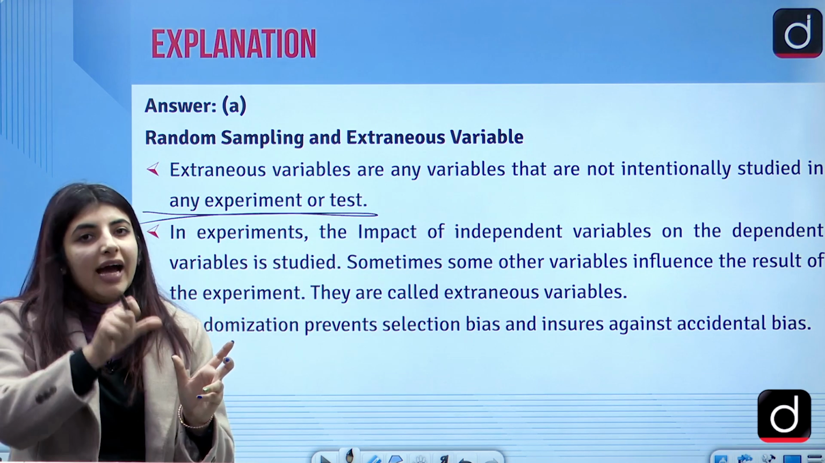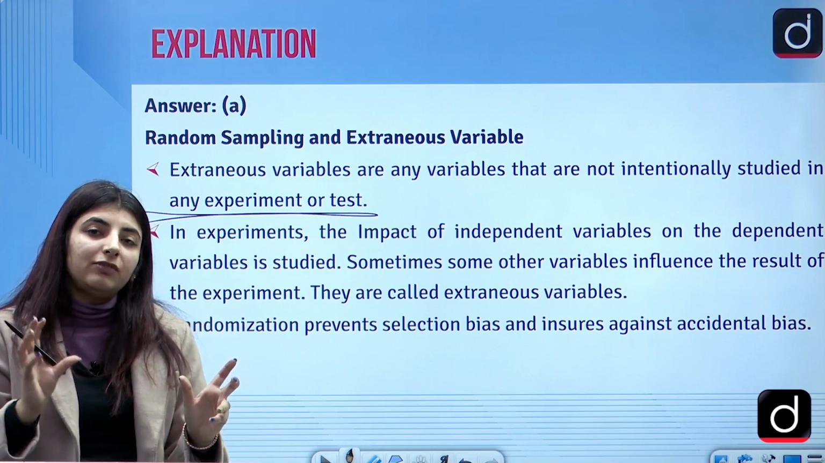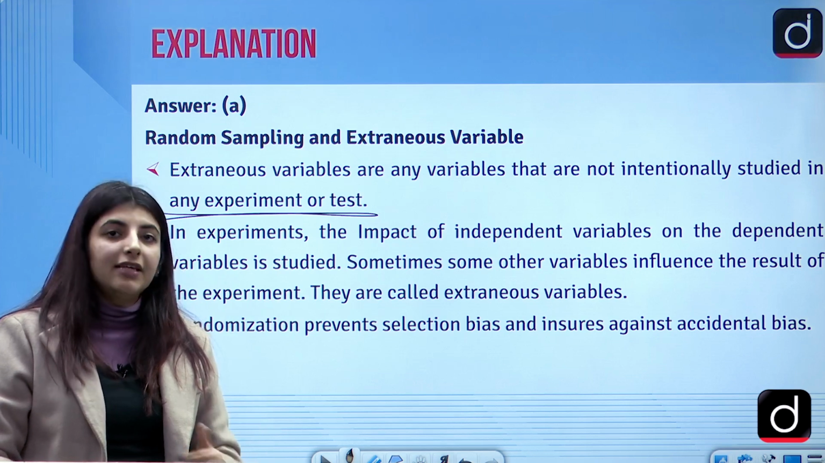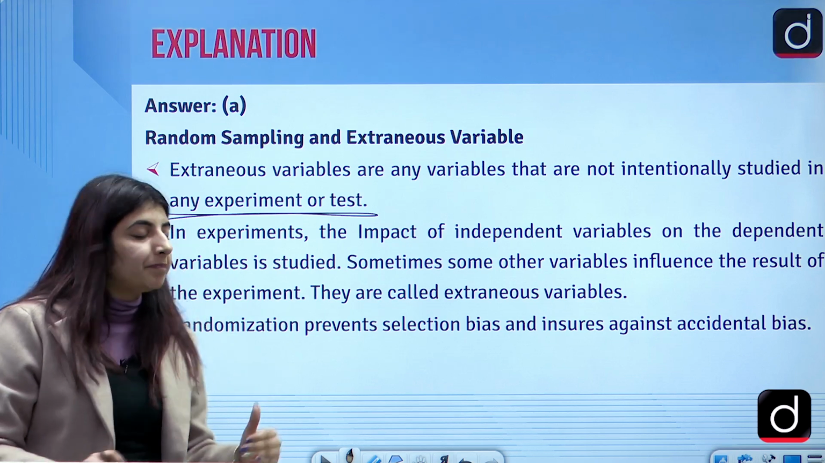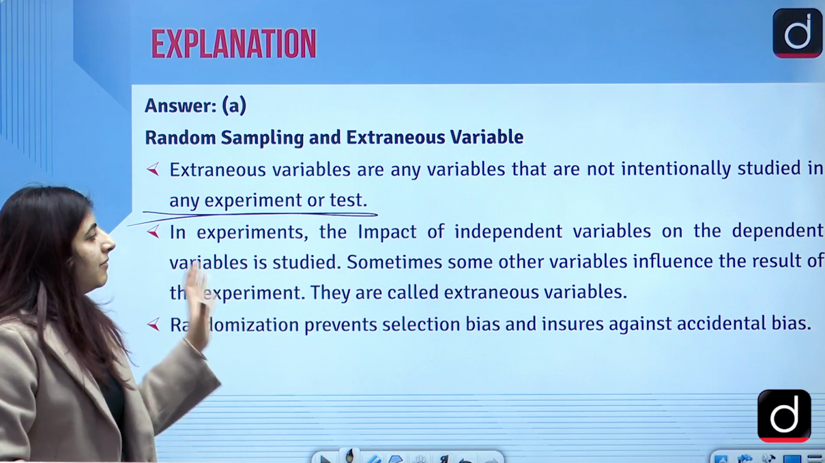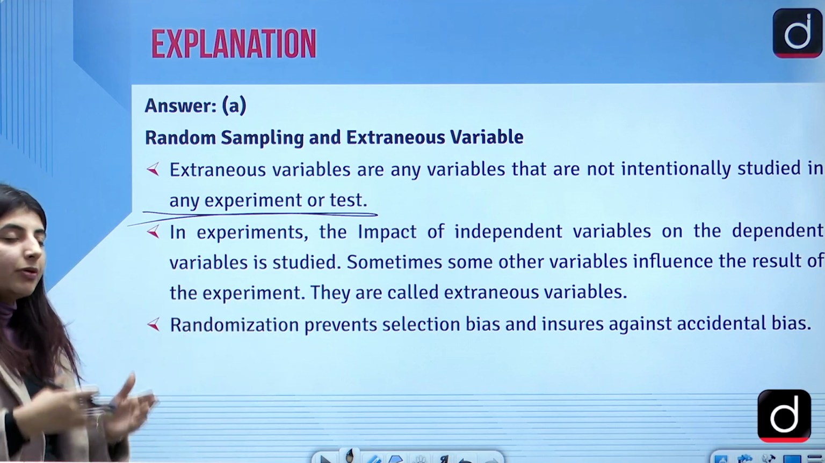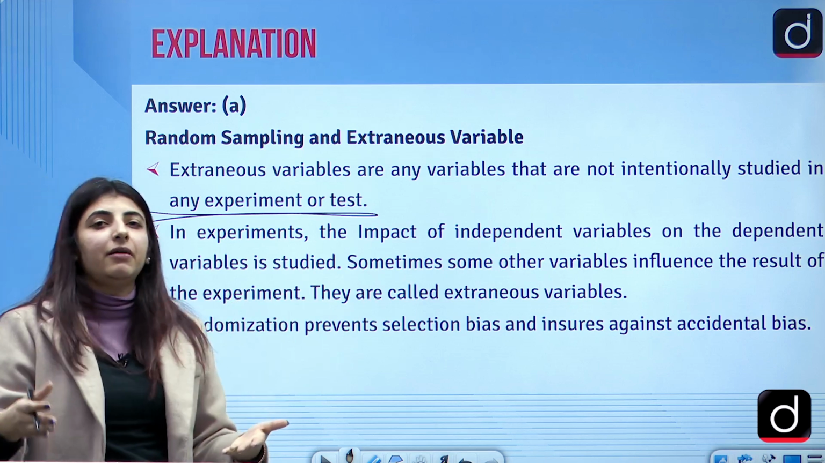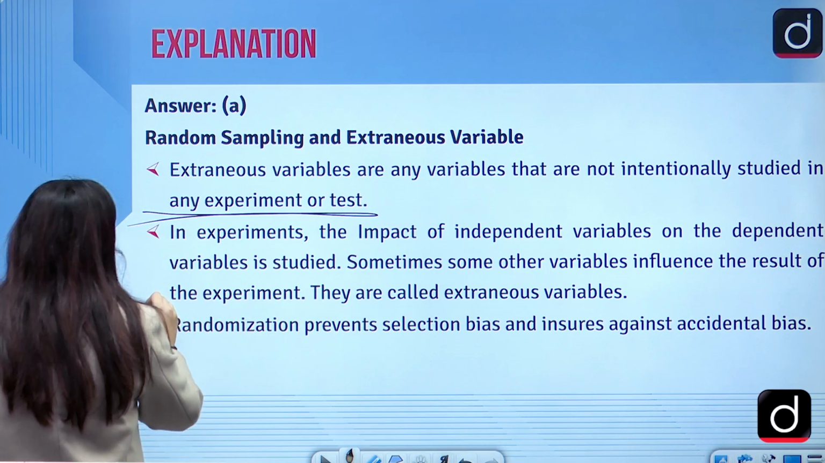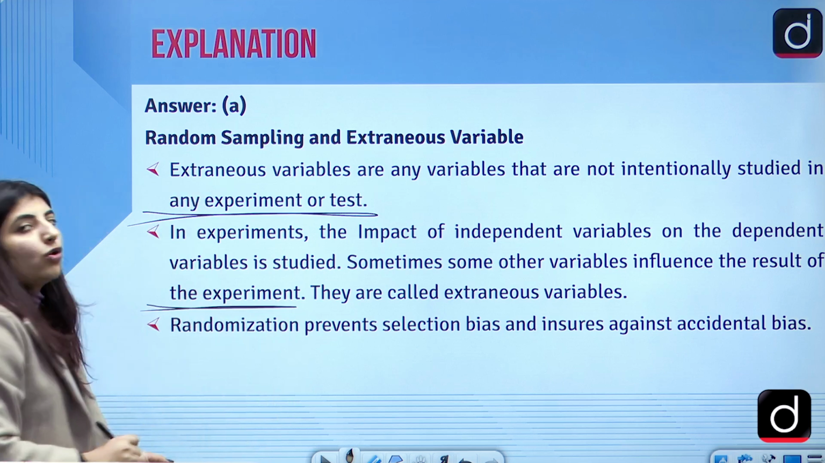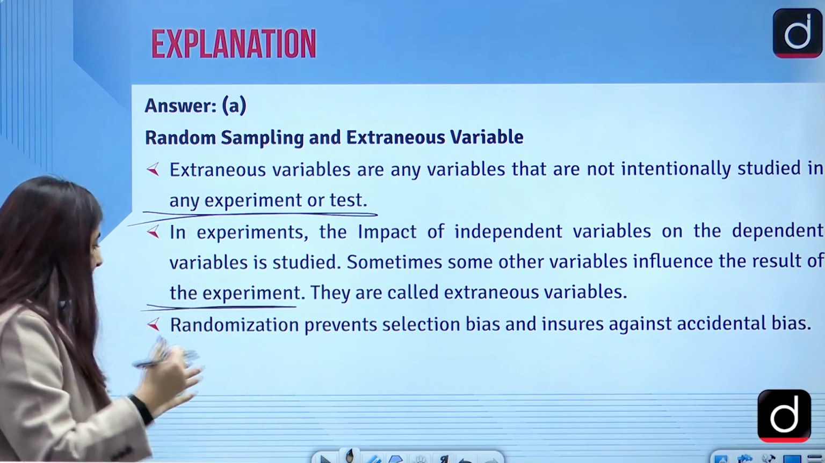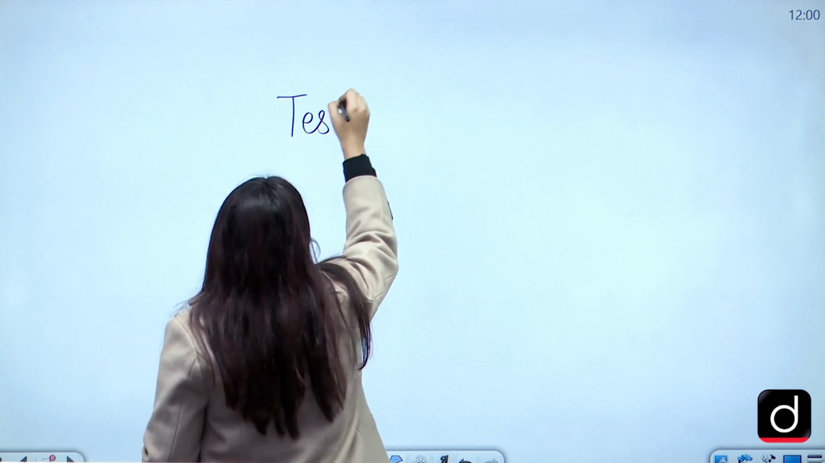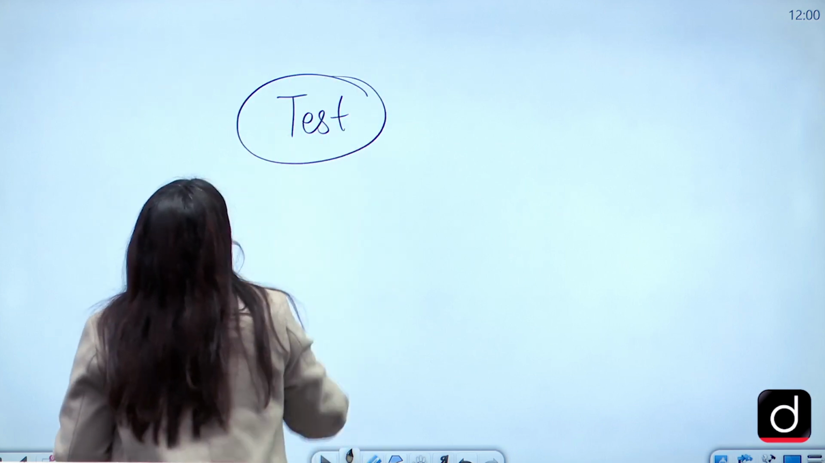Extraneous variables are some other factors which are extra in nature and that are affecting the outcome, right? Affecting the dependent variable. In experiments, the impact of the independent variable, as we talked about, is seen on the dependent variable. Sometimes some other variables also influence the result of the experiment. They are called extraneous variables. Take, for example, a test is going to happen, correct?